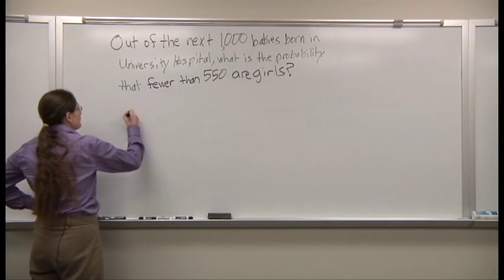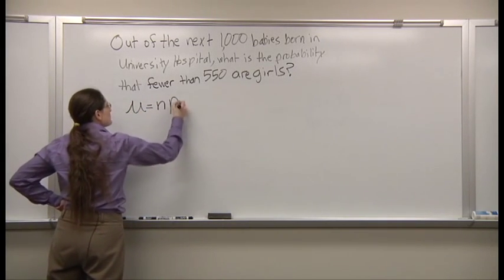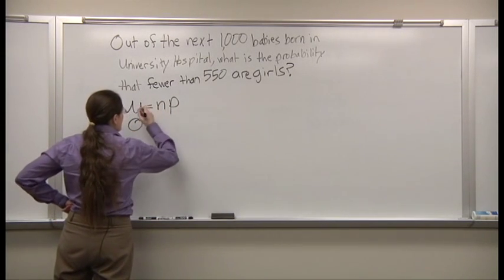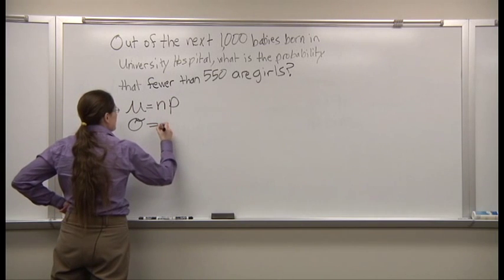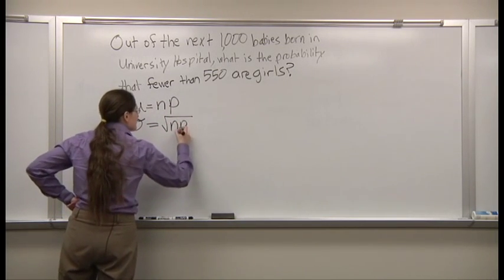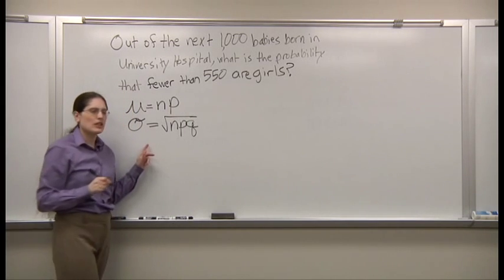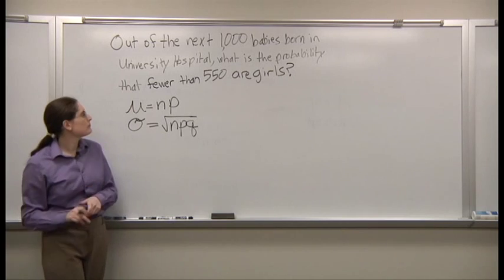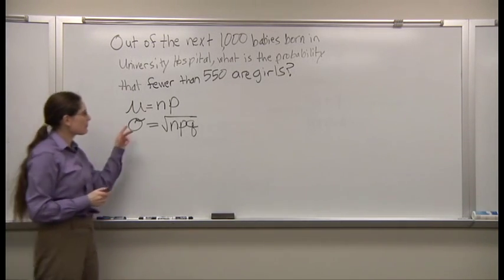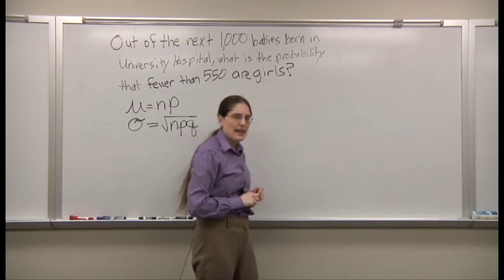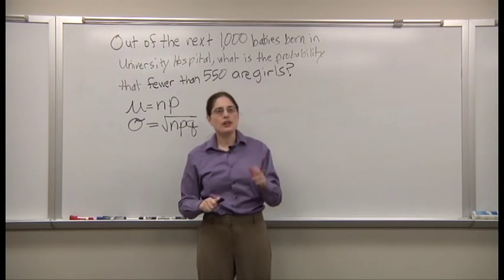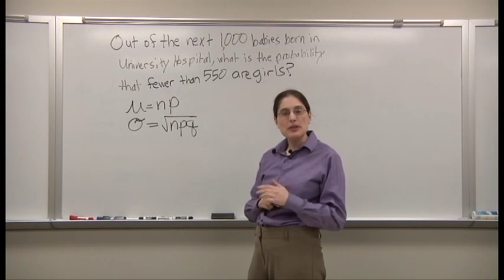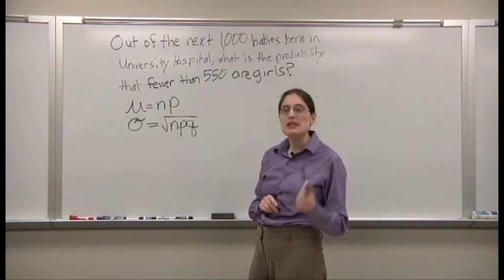Right. Mu equals NP. Remember that from the last chapter? I know, it was a long time ago. What's the N? The number of babies. And P? The probability that one particular baby is a girl.